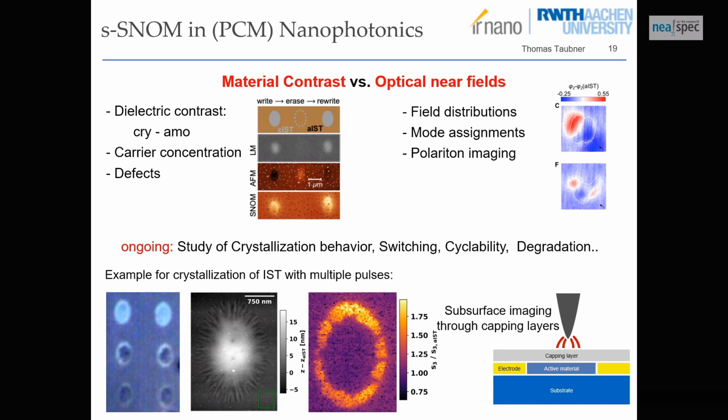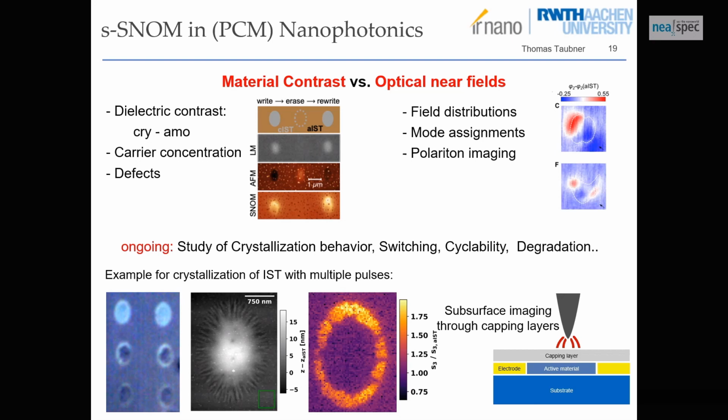On the one hand, to determine the material contrast, so dielectric contrast between the crystalline and the amorphous phase, or to map the charge carrier concentration as presented by Julian, or to map even defects. And the optical near fields can be used, so that a SNOM can be used to map the field distribution, mode assignment, or even the polariton imaging, which we recently saw.